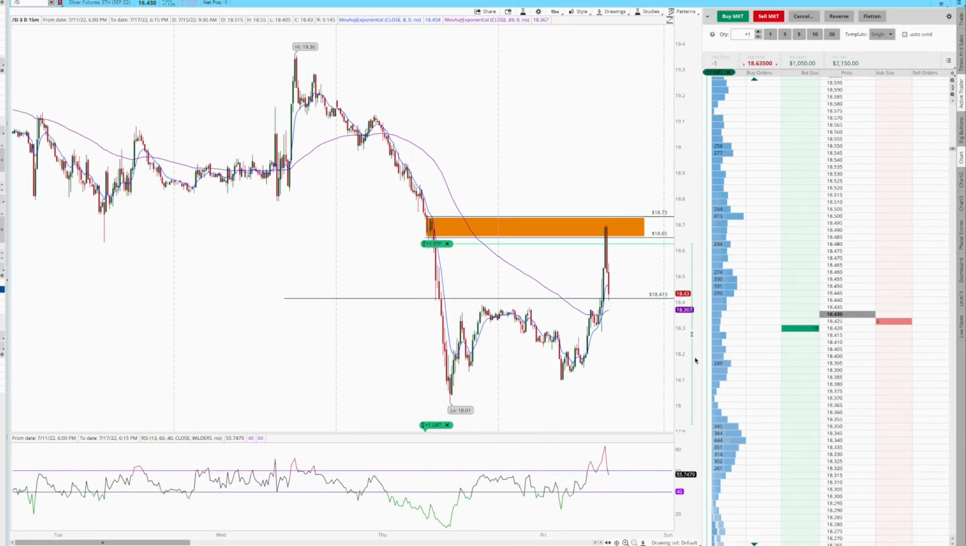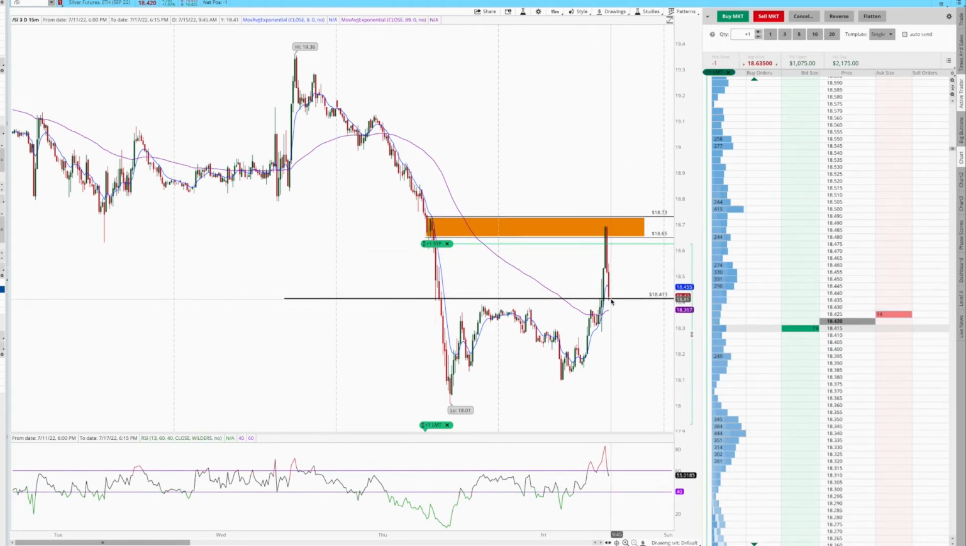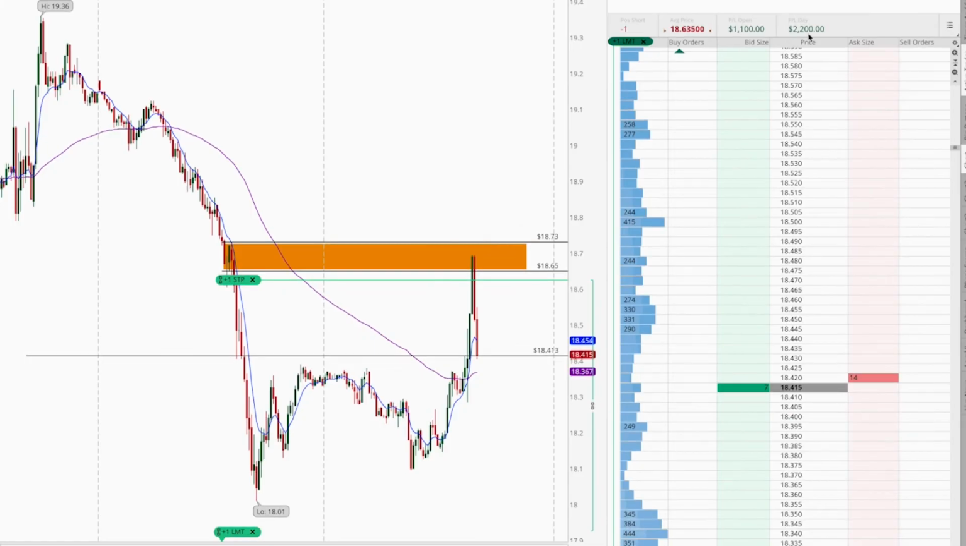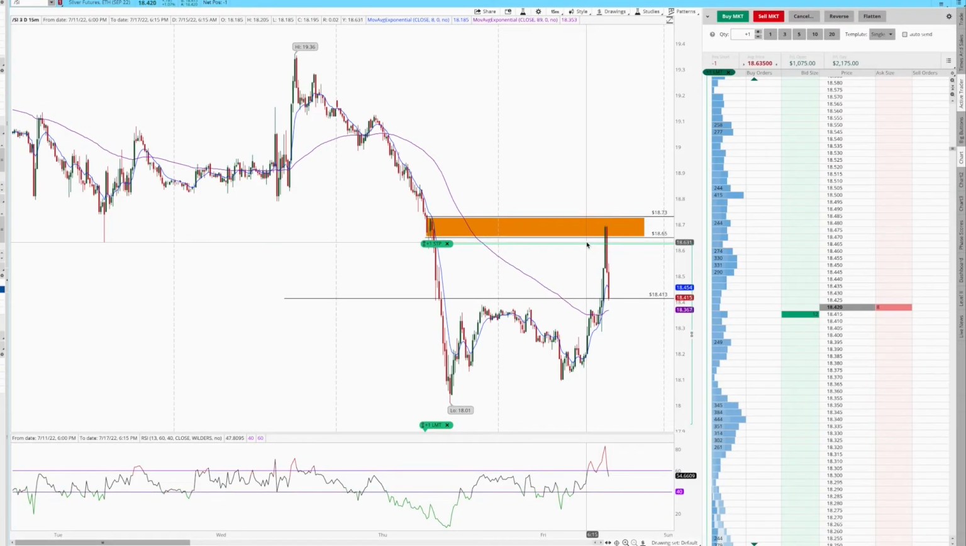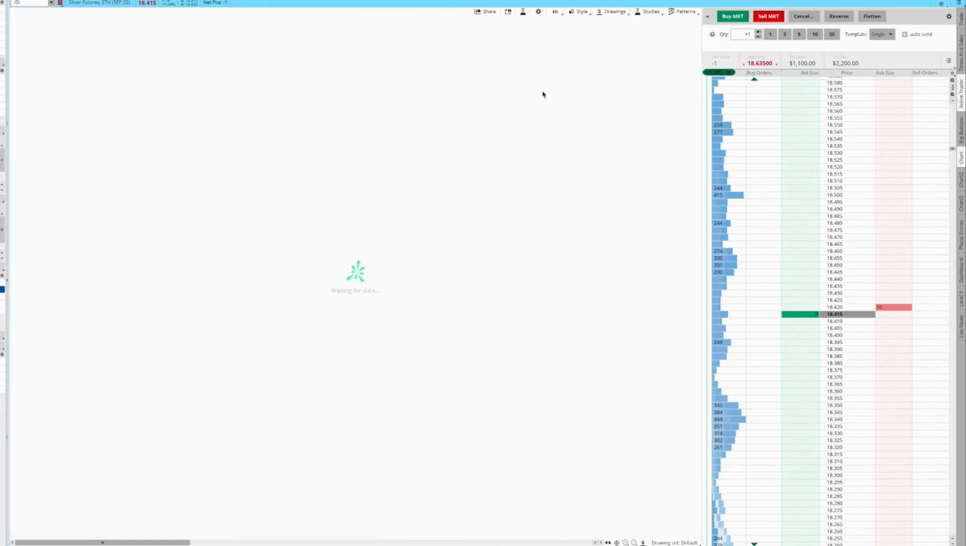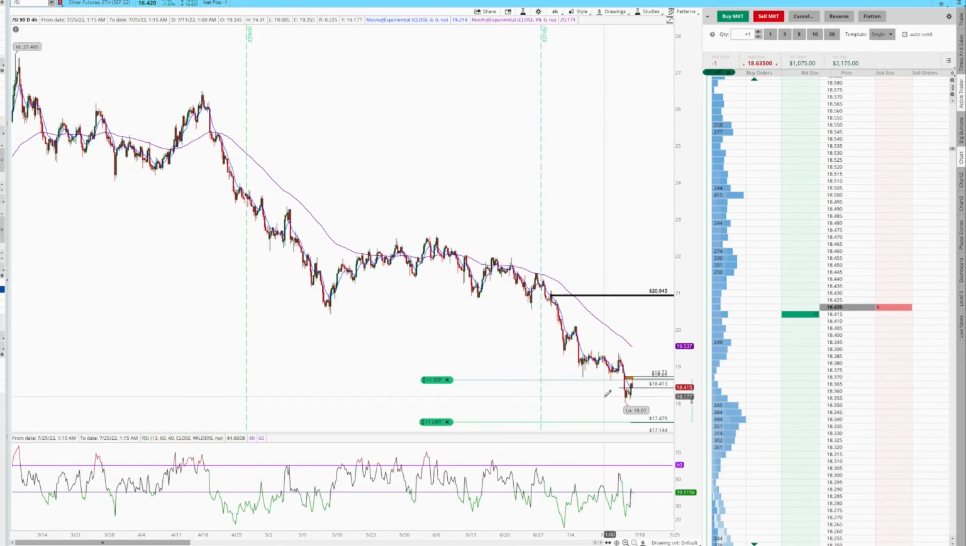All right, guys, back on to our silver trade. Just like 10 minutes after we finished the last trade, we hit T1, which is really, really cool. So we're up $2,200 on the day, and we have $1,100 left open on this particular contract. And let's go back and just review, okay? We're in this downtrend.